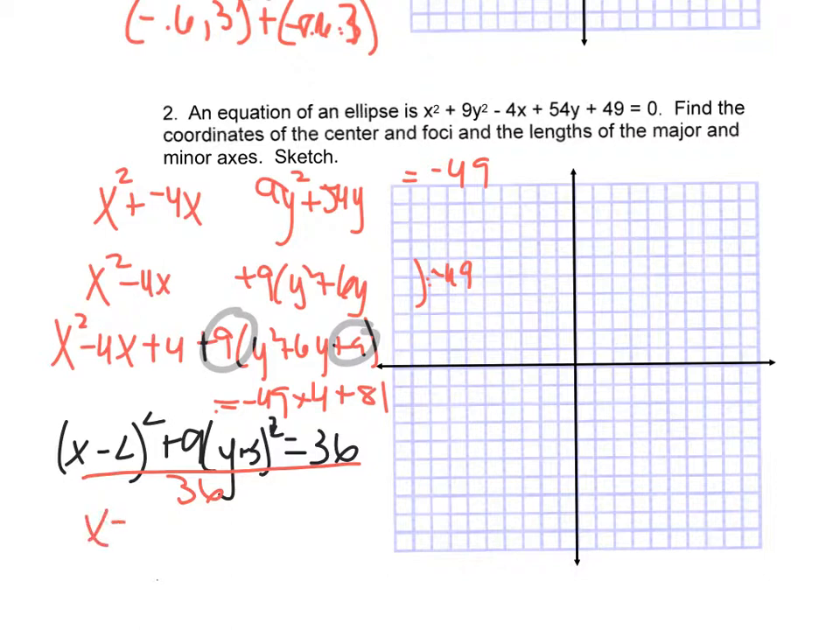So I'm going to have x minus 2 squared over 36 plus y plus 3 squared over, reduce that fraction, so you're going to end up with 4 in your denominator equals 1. And that way you can figure out your center, you can figure out your a and b values, you can figure out your foci, your lengths of your major and minor axes.